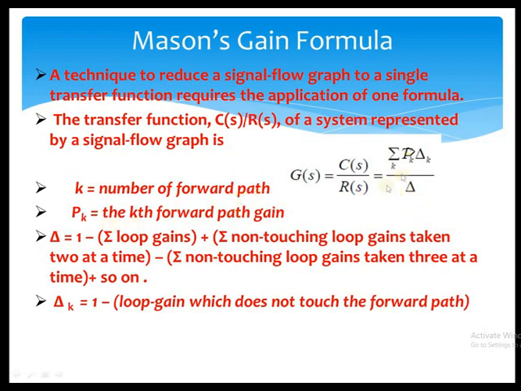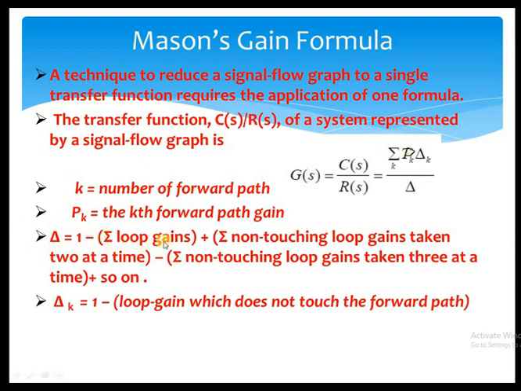Okay, we'll see one by one. K is nothing but the number of forward paths. Pk is nothing but the kth forward path gain. What about delta? Delta is nothing but the denominator term: 1 minus sum of loop gains. That means you have to add all the loops which are framed in the SFG. It includes self loops also. You should add all the loops which are available in the given SFG.